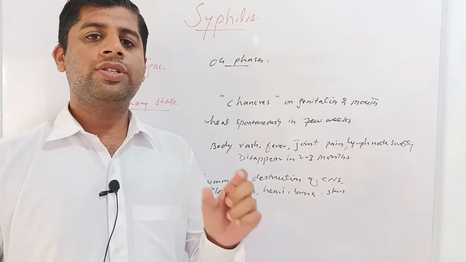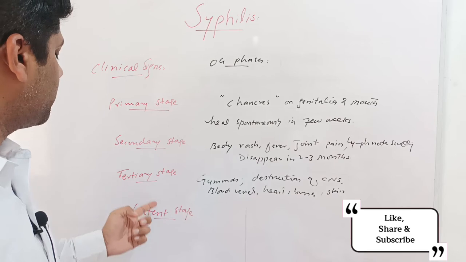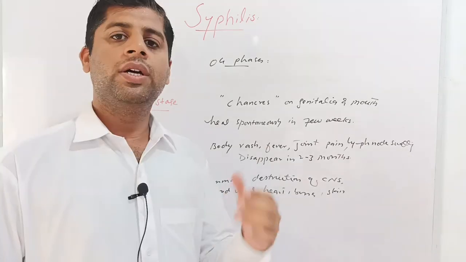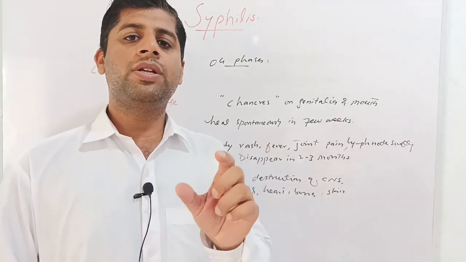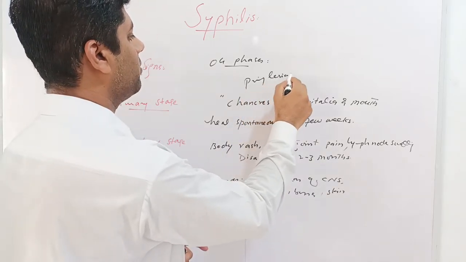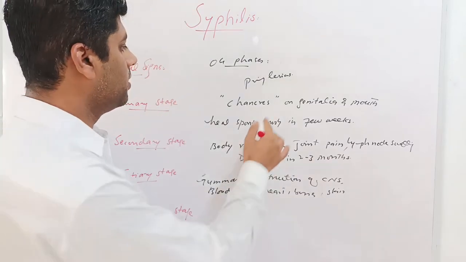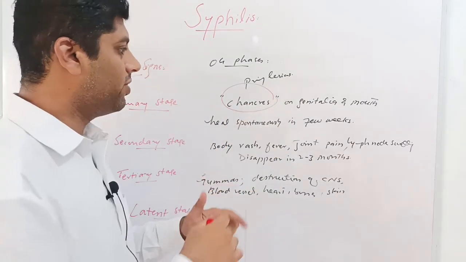Clinical signs of syphilis are ranked in 4 stages: the primary stage, secondary stage, tertiary stage and latent stage. In the primary stage, primary lesions of syphilis appear. These lesions are called chancres. These are the characteristic lesions of the syphilis disease.